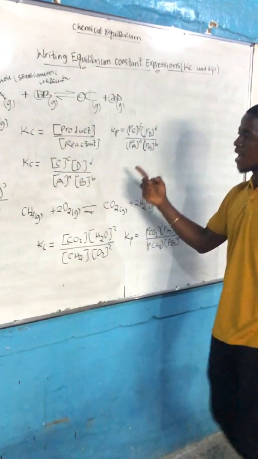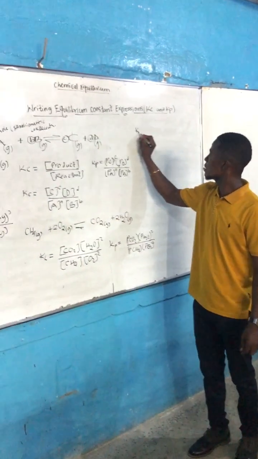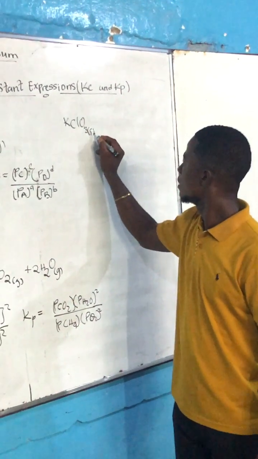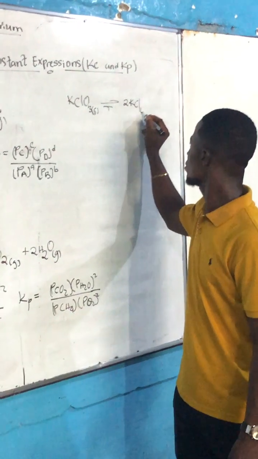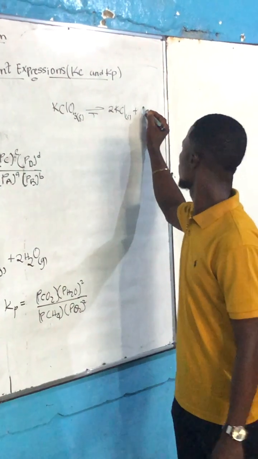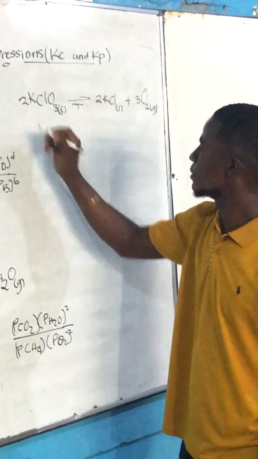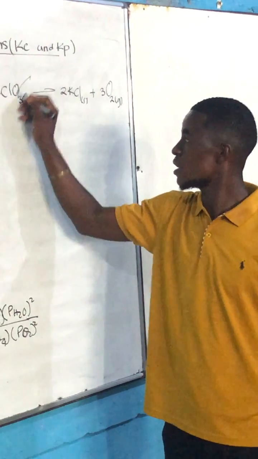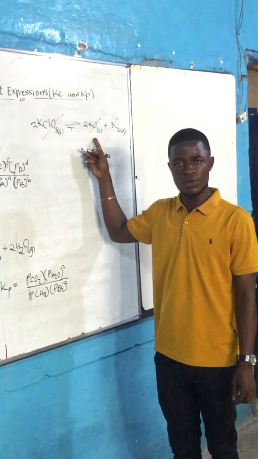So what if you have this reaction? KClO3, which is in the solid state, gives us 2KCl, which is also solid, plus 3O2, which is a gas. Here we have 2. So if you are asked for the equilibrium constant expression, this is a solid, so solids do not appear. And here, they also do not appear in the equilibrium constant expression.